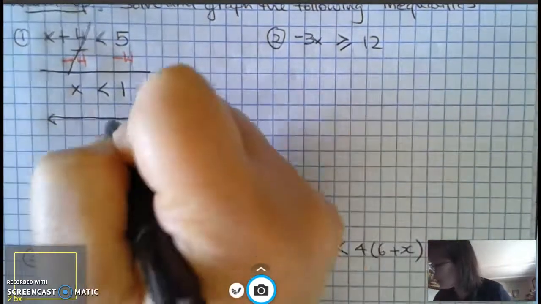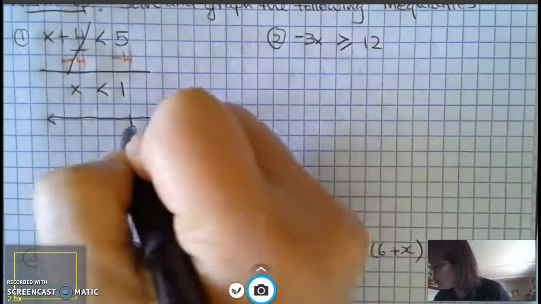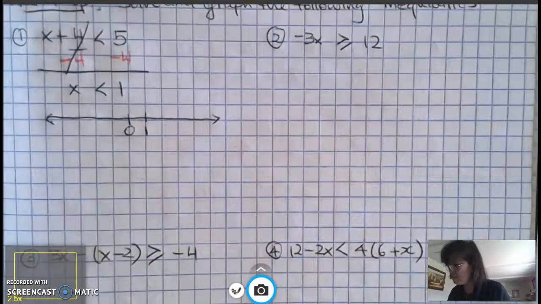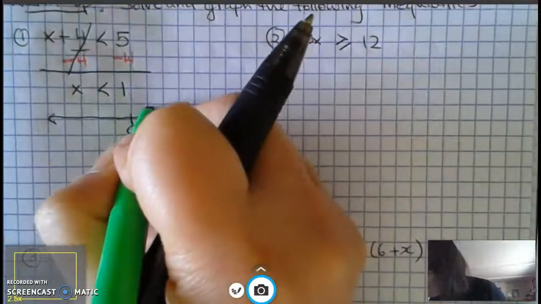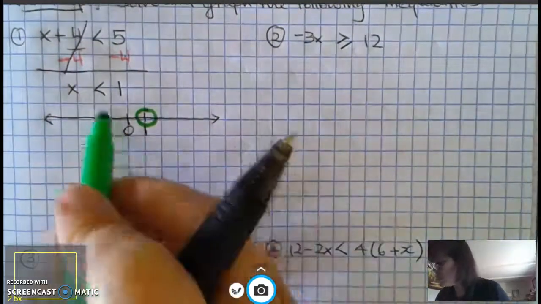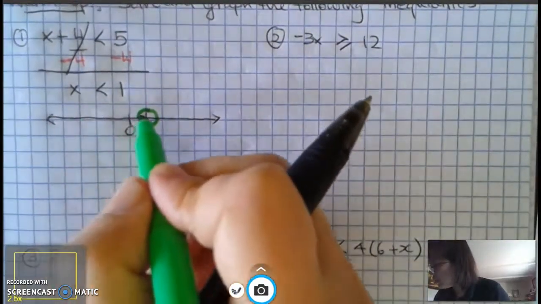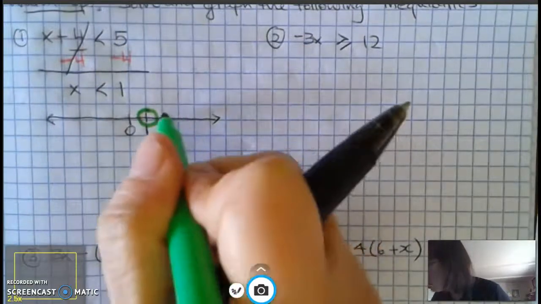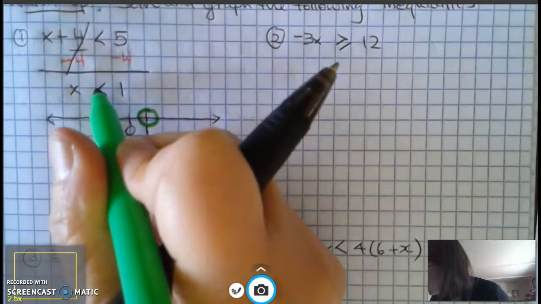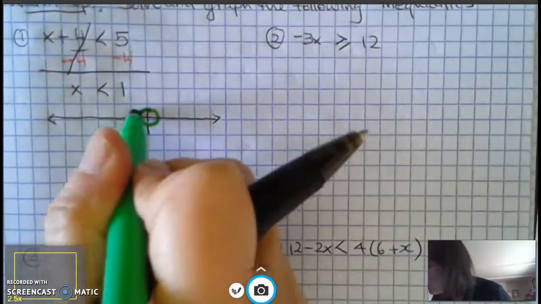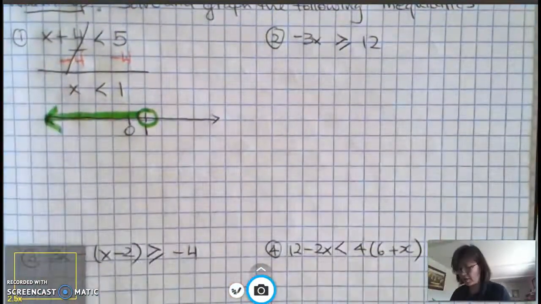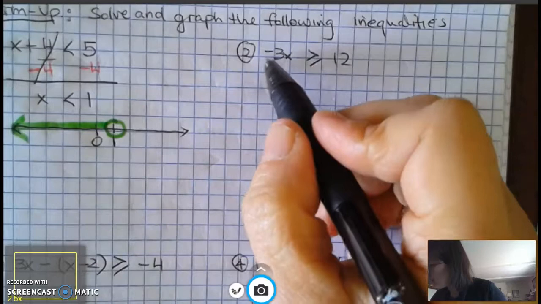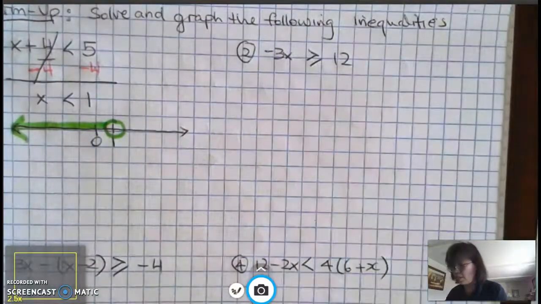To graph that, we draw our line, put our 0, and 1 is to the right in relation to 0. So then I will get my 1. That's my boundary point. Put a circle around it. Should it be a closed circle or open circle? It should be open circle. Why? Because x cannot be 1. And looking at the inequality sign, it's pointing to the left. So I am going to shade to the left, just like so. Okay, that's number 1. Number 2 is negative 3x is greater than or equal to 12.